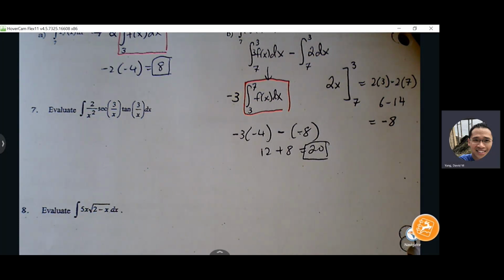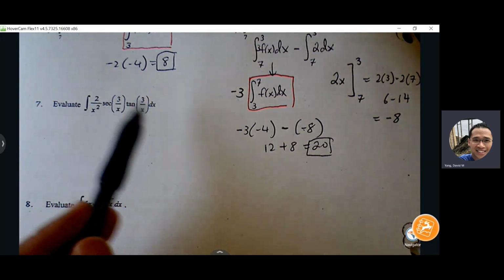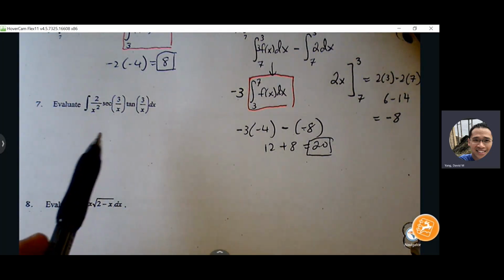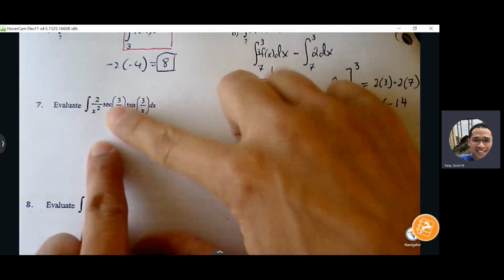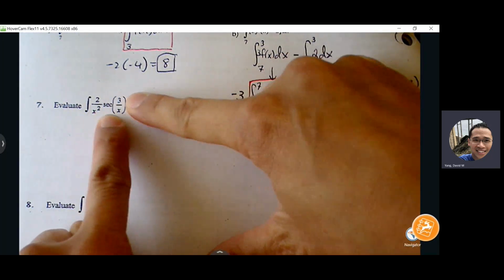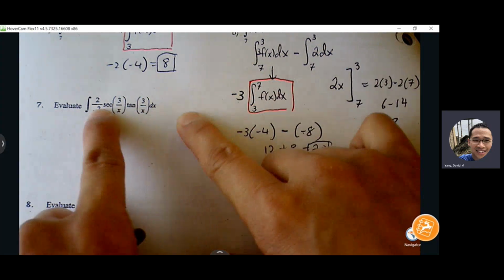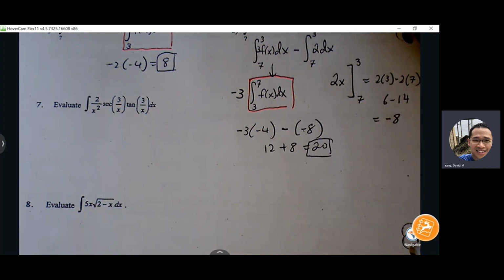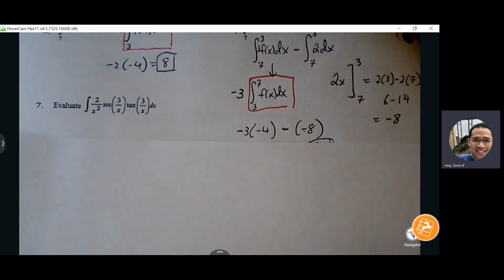Okay, number 7 looks messy, but we know this is definitely going to be a u substitution because this is too messy for any one rule to handle. We can't separate this and say, okay, I'll take care of 2 over x squared, then I'll take care of secant, then I'll take care of tangent. It's all being multiplied, so it's all connected. We have to resolve them all at the same time. It's all part of one problem.